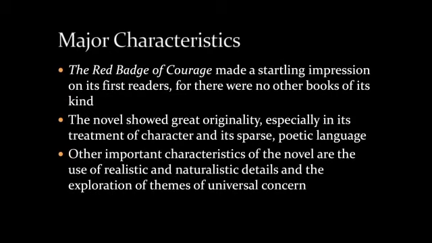So looking at the novel The Red Badge of Courage, it made a startling impression on its first readers, but there were no other books of its kind at the time, and that's why it became so popular. The novel showed great originality, especially in its treatment of character and its sparse poetic language. And other important characteristics of the novel are the use of realism and naturalism and the exploration of themes of universal concern. At the time that The Red Badge of Courage came out in the 1890s, if you wanted to read about the American Civil War, you were reading journals, diaries, nonfiction. Here we now have a bit more of the naturalism coming in as we have a fictitious look at the American Civil War.